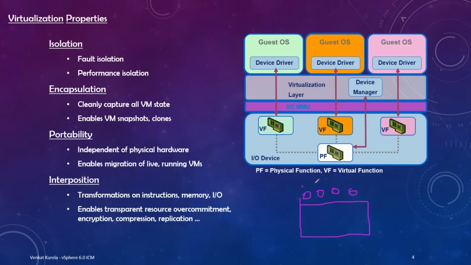Machine 1 will never get to know that machine 2 is also running on the same ESX server. Machine 2 will never get to know machine 3 and 4, and of course machine 1 will never get to know that there are 3 other machines running on the same hypervisor. Machine 4 will never get to know that there are other 3 virtual machines running on the same ESX server, completely isolated. And there is encapsulation.